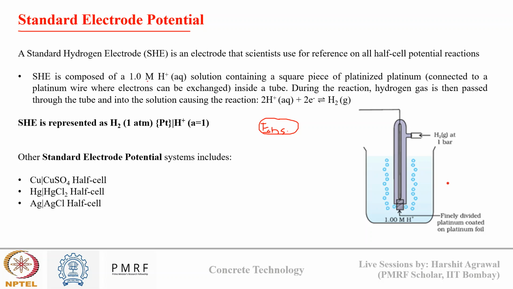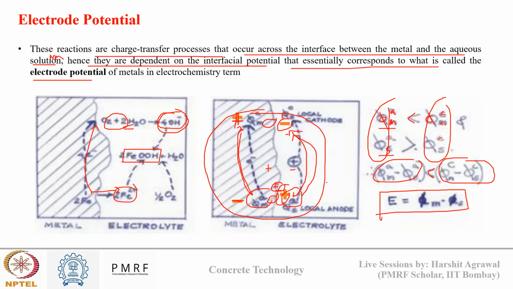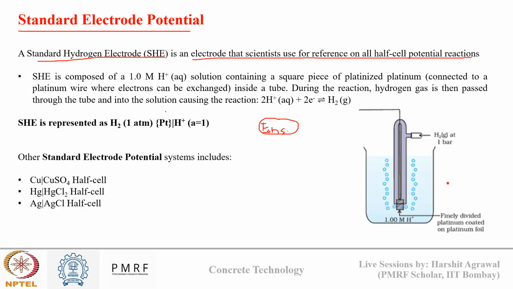One of the most commonly used standard electrodes for understanding this concept is the standard hydrogen electrode, which is an electrode that scientists use as a reference for all half cell potential reactions. By half cell I mean, this reaction occurring here is one half cell, and this reaction occurring here is the second half cell. So a half cell is the reaction occurring at the cathode, and the reaction occurring at the anode is another. Both are half cells of a complete corrosion cell.